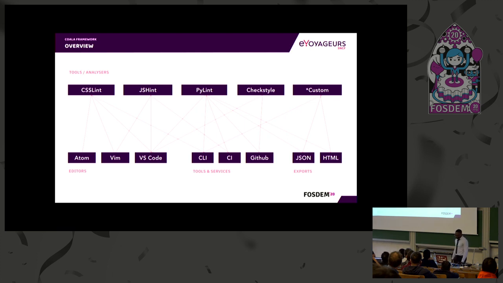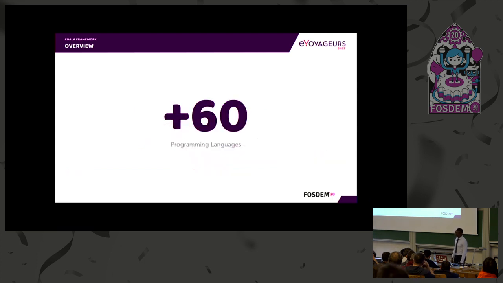So, what if we could have only one tool to manage all this mess? That's why Coala has been built. Coala is not pretty, it's just an API which is language agnostic. That means you use Coala in Python, but you can analyze code from any language. It supports more than 60 programming languages for now.